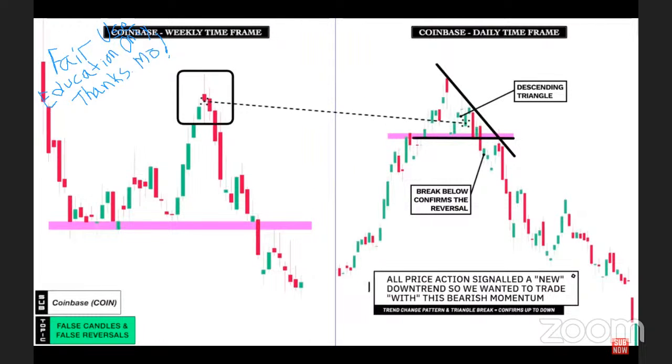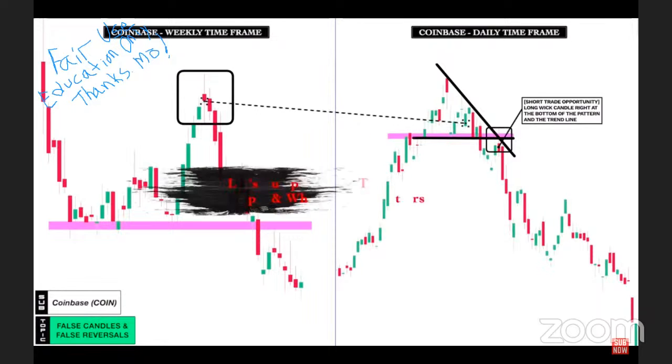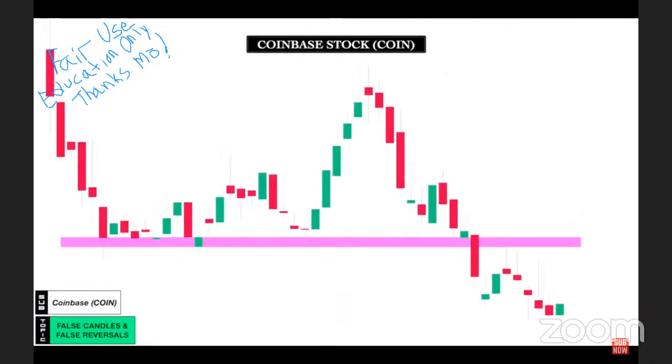And one of many entries that we took along the way down occurred right here, where the long wick candle pulled back to the bottom of the descending triangle to the trend line, which presented a great short trade. Now, back to the larger topic. Let's jump back to the weekly.